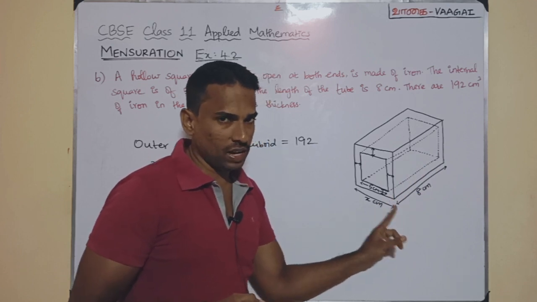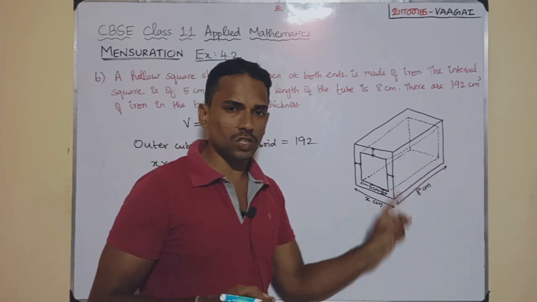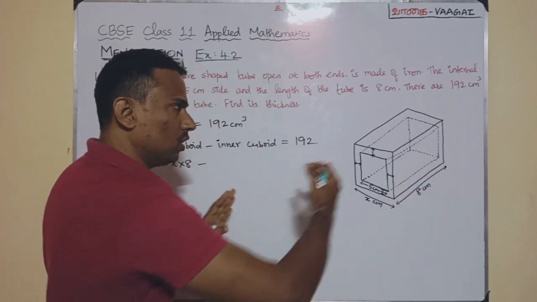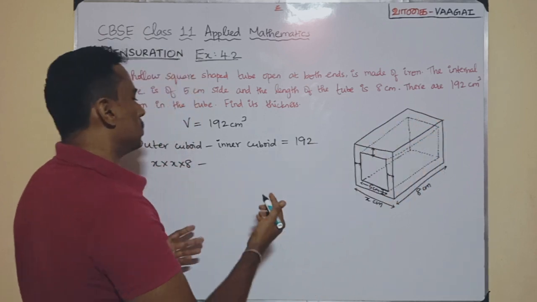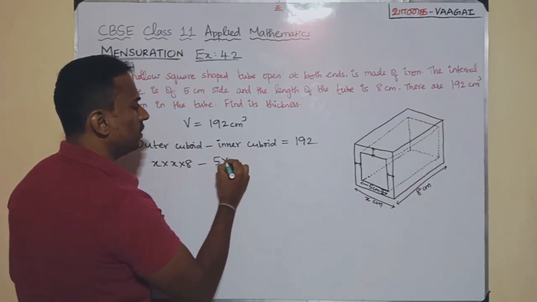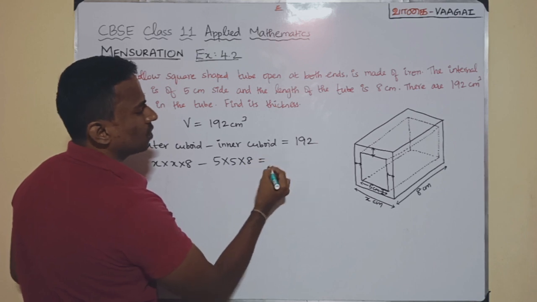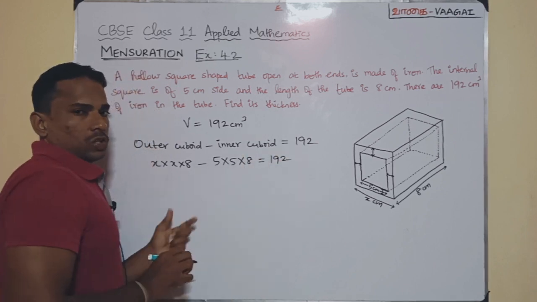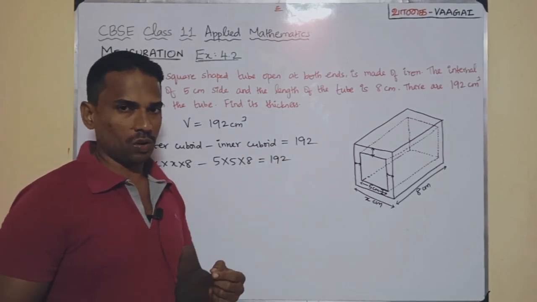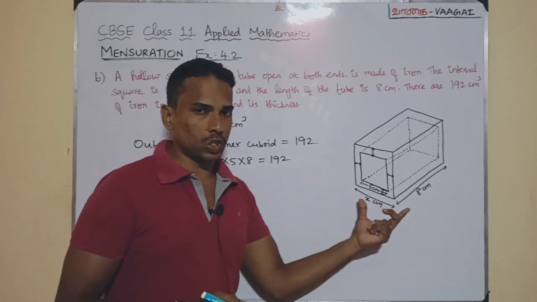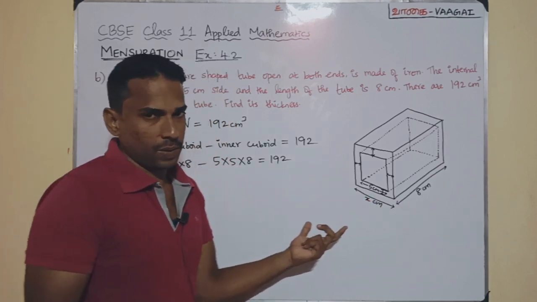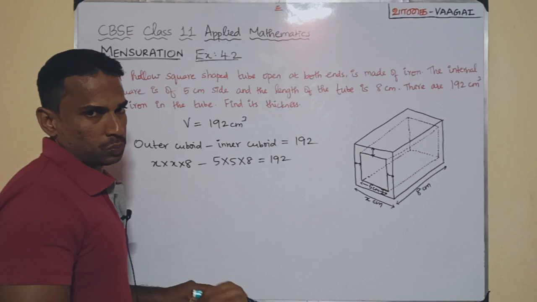Now listen very carefully, the inner cuboid's height is also the same 8 only, because the height is present in a uniform way. So the inner volume is going to be 5 into 5 into 8. Now this is equal to 192. Once you solve this, we can easily get the value of x, that is, the outer square's side. First let us finish up this process.